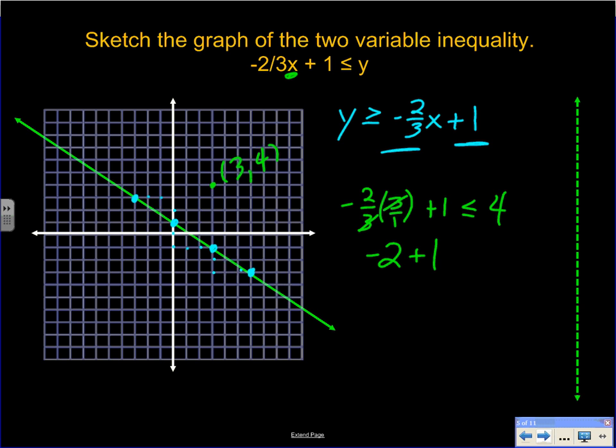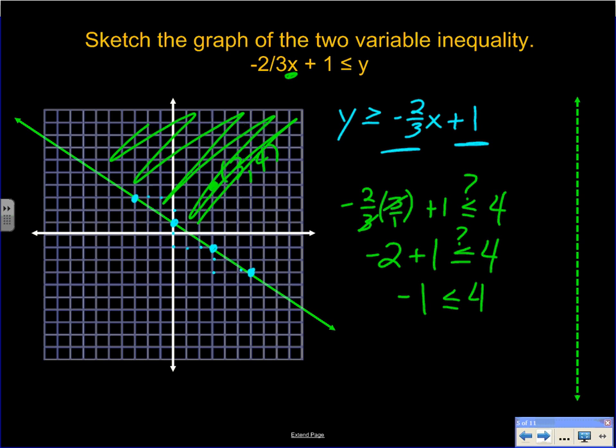So negative 2 plus 1 is less than or equal to 4. Negative 2 plus 1 will give us negative 1. And is that less than or equal to 4? I guess I probably should have put the question mark here. Negative 1 less than or equal to 4? Yes, it is. So this point of 3, 4 is a solution to our inequality. So we will shade everything above the line.